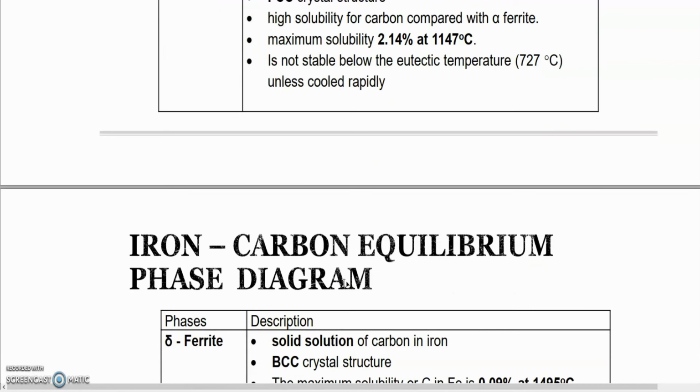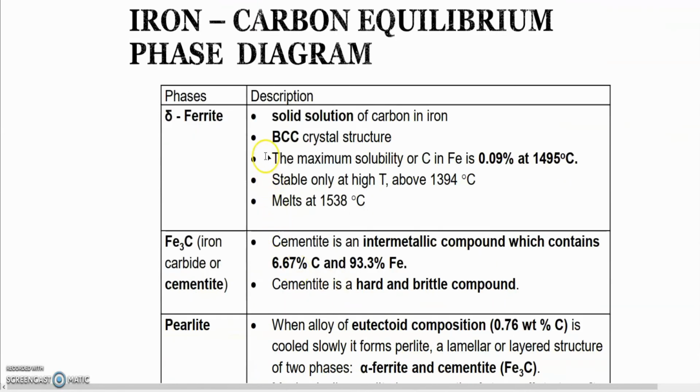Okay, delta ferrite is a solid solution of carbon in iron. It has BCC crystal structure. So the maximum solubility of carbon in ferrum is 0.09% at 1495 degrees Celsius. It's stable only at high temperature above 1394 degrees Celsius. Dan dia bercair pada suhu 1538 degrees Celsius.